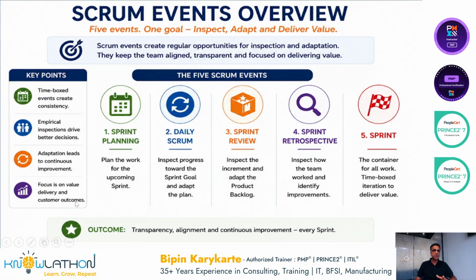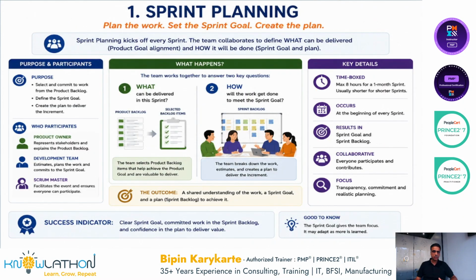In your PMP studies or even in Prince 2, outcome is a term which is now defined very clearly. The outcome of this entire process is the transparency, alignment, and continuous improvement in every sprint. Okay, so these are the 5 Scrum events in the Scrum methodology. Okay, let's look at them now.